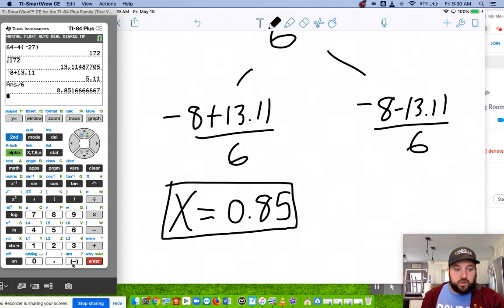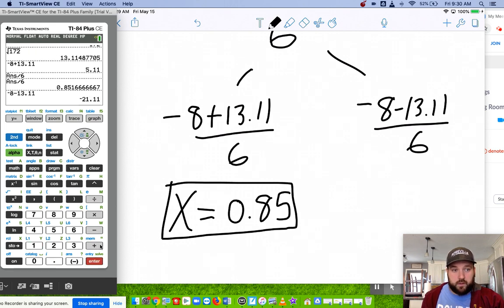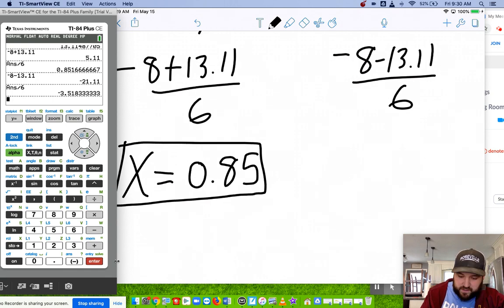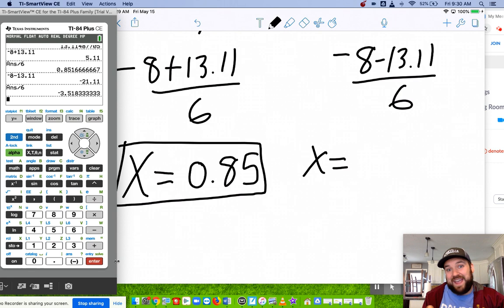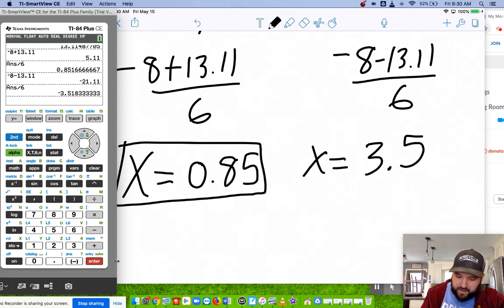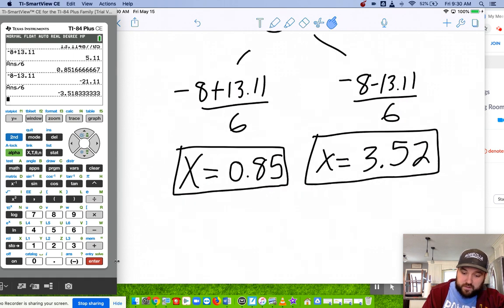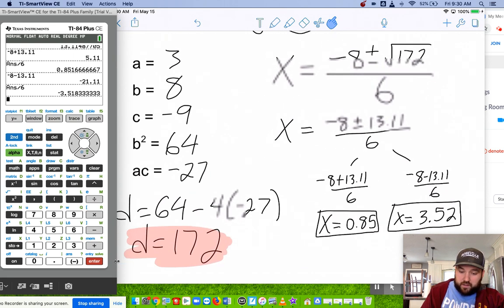The other solution is negative 8 minus 13.11, and then divided by 6. So negative 3.52 is what that would round to if I'm rounding to the hundredth place, because it's 3.51, and then the 8, since the 8 is 5 or more, bumps the 1 up to the next number, so 3.52. These are the two solutions to this quadratic equation.